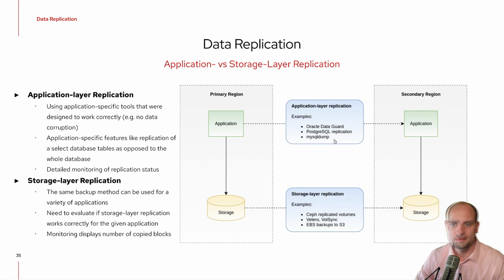It can happen that you encounter an application for which no replication tool exists. In such a situation, you will need to look for storage layer replication methods. Examples are self-replicated volumes or EBS backups to S3. Those replicate volume blocks, or Volsync, which replicates the file system.